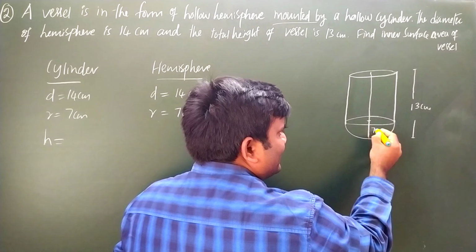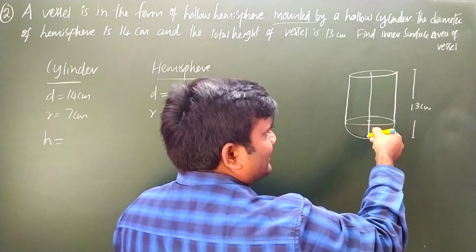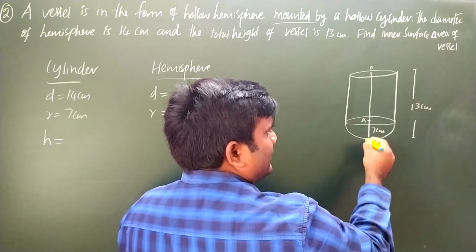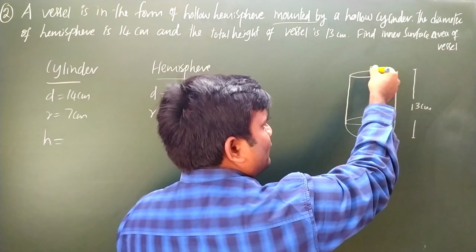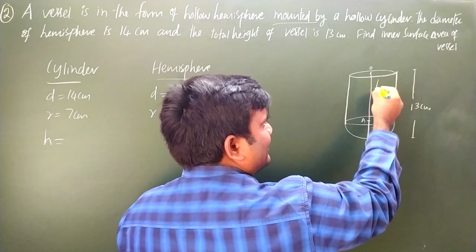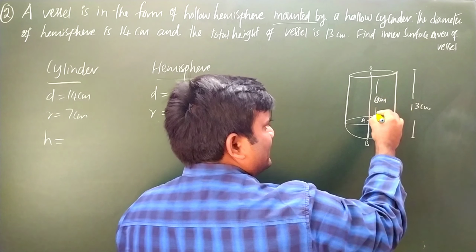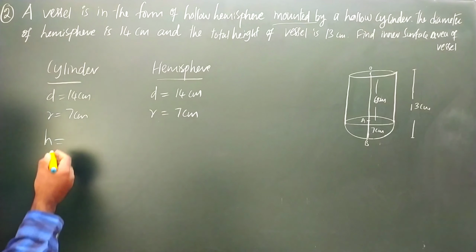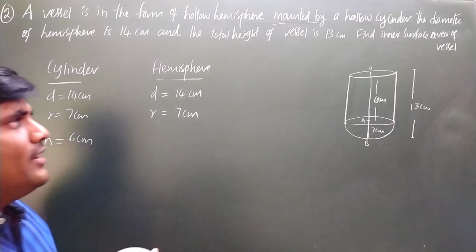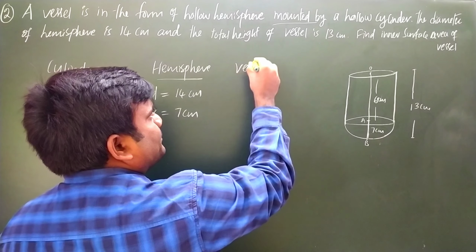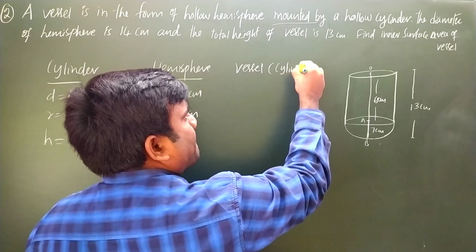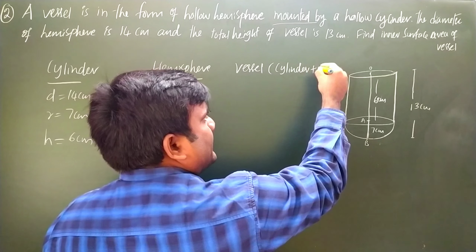So from here to here this one is 7 centimeter. The total length is 13 centimeter. You find the length here; I am taking OAB. AB is 7 centimeter, OB is 13 centimeter. Then OA is equal to 13 minus 7, so that is 6 centimeters. So the height of the cylinder is equal to 6 centimeters. Now the vessel is a combination of cylinder plus hemisphere.